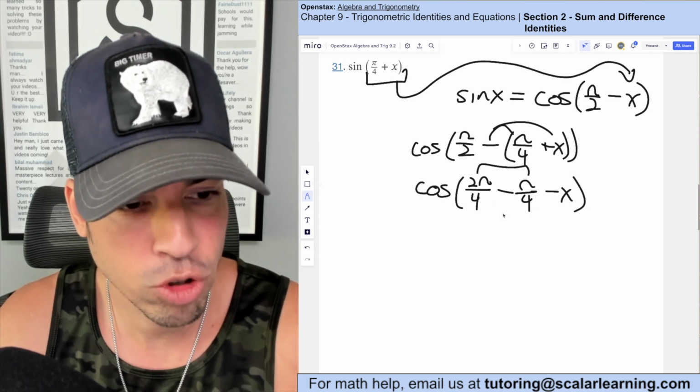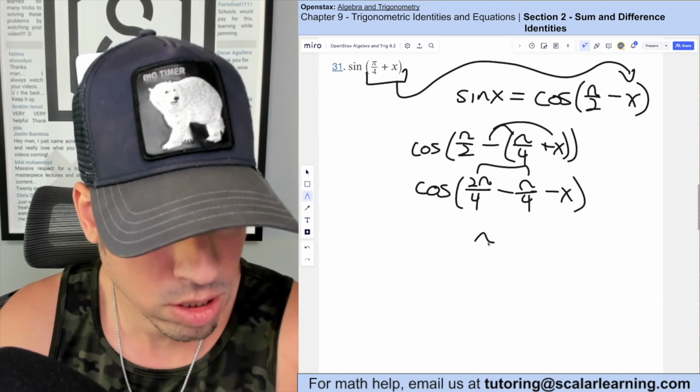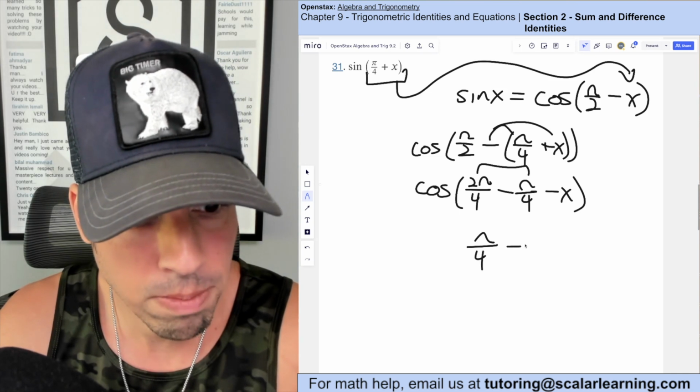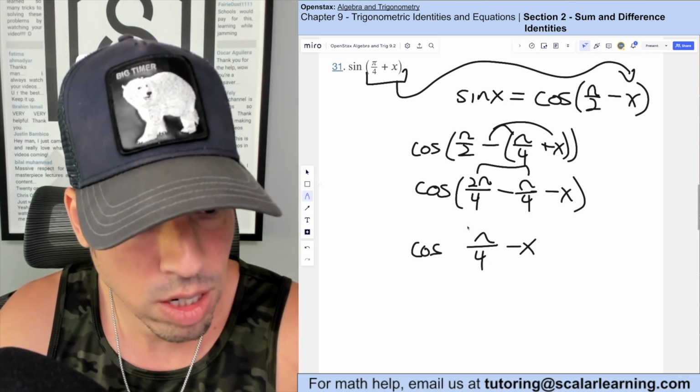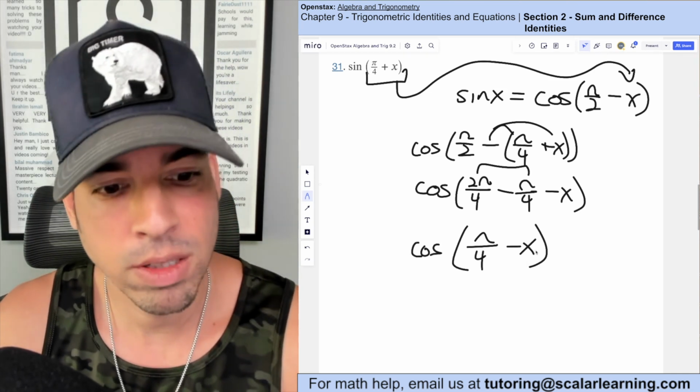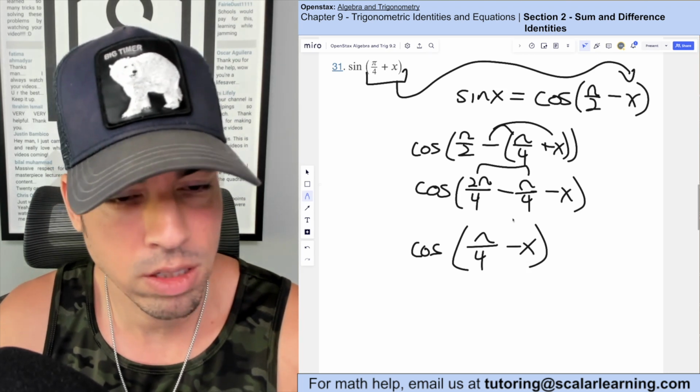So then these subtract and combine. 2 pi minus pi is just a single pi over 4 minus x. So it becomes cosine of pi fourths minus x. Let's plug this into Desmos and graph both of these and see what they look like.